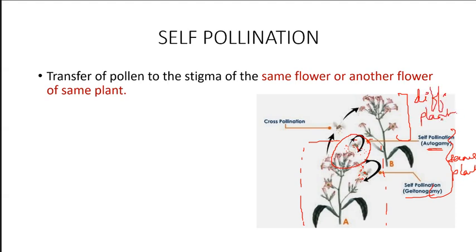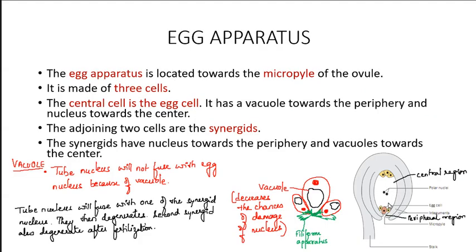Now we will come to the egg apparatus in detail. The egg apparatus is present in the micropylar end. This end is the micropylar end. I switch on the laser pointer. So this is the micropylar end. The middle one is the egg apparatus. The micropylar end has 3 cells. The middle one is the egg apparatus and the adjoining cells are the synergid cells. The central cell is the egg cell, this one.